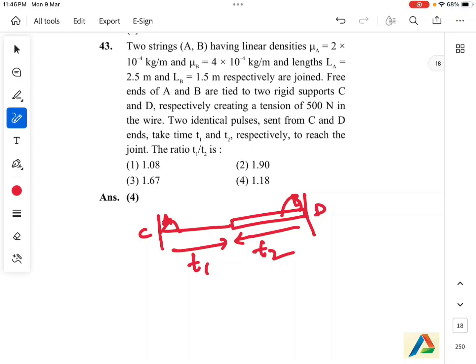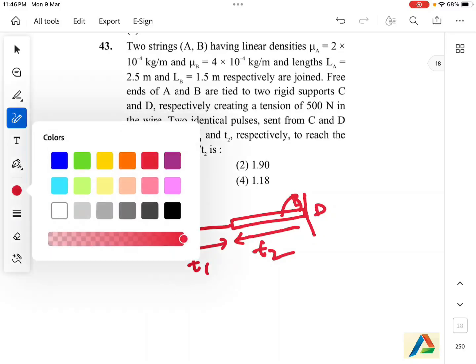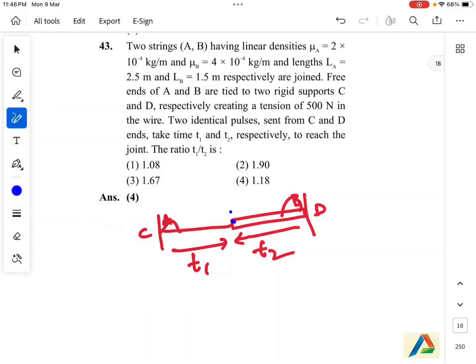Now you see, it has nothing to do with the joint actually. This question has nothing to do with the joint. You could put another wall here, it doesn't matter. You just have to find the times taken for the pulse to travel that distance. That's it. So how do you do it?